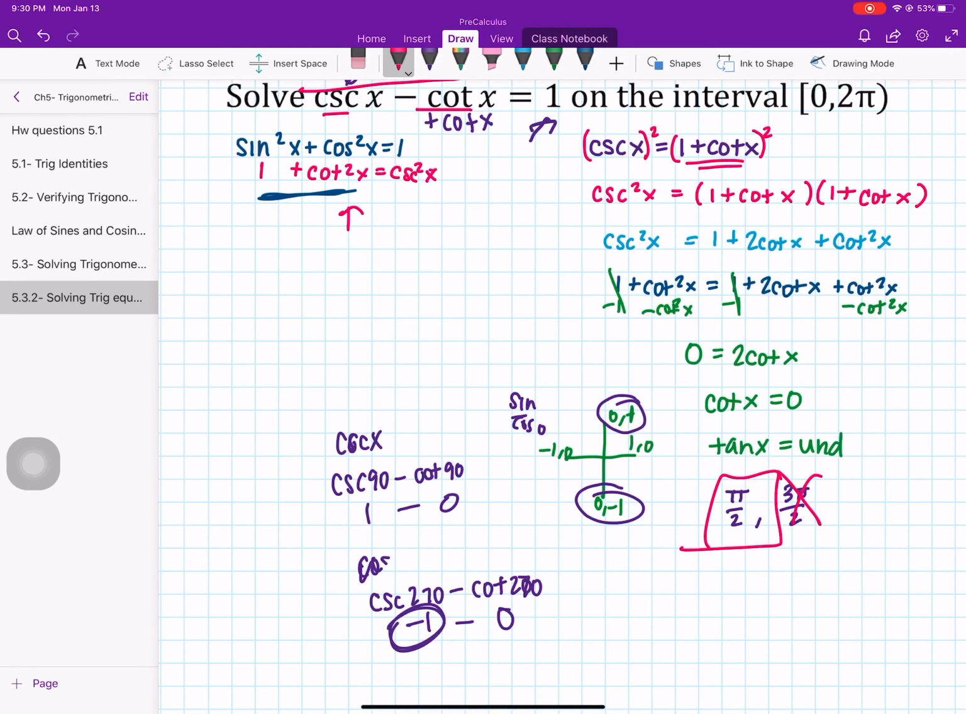Be careful. A lot of times when you end up squaring both sides of the equation, you almost always end up with an extraneous solution.